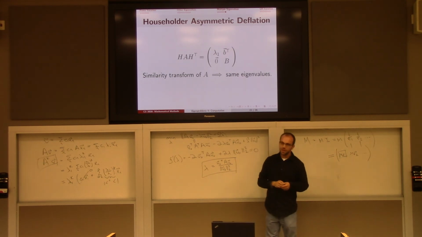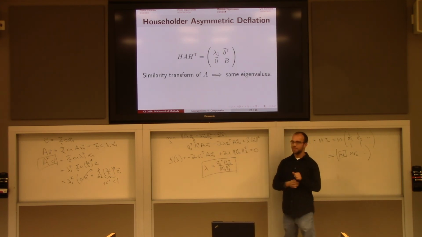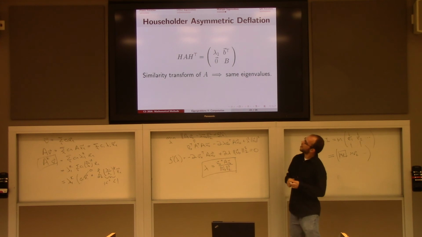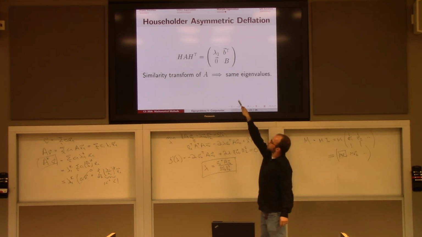Well, how do we get to HAH transpose? Well, we got there from A by conjugating with this matrix H, right? By doing a similarity transformation. And we know that similarity transformations preserve eigenvalues, right? So the eigenvalues of B have got to be the eigenvalues of A, just with lambda 1 removed, right? And you can see that because there's a lambda 1 with a bunch of zeros, right? So clearly there's an eigenvector here, which is just e1. And if you remove that, you got the rest.